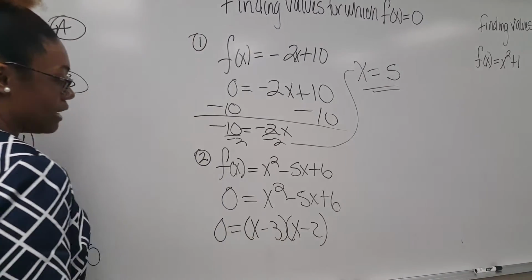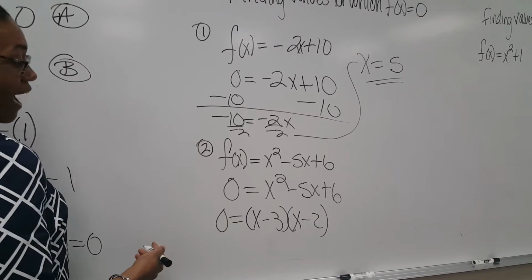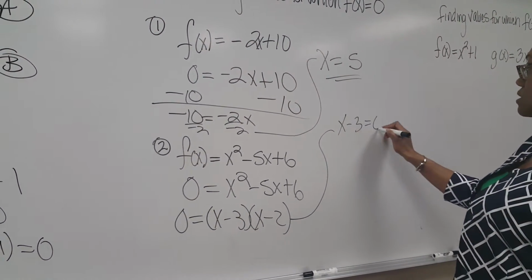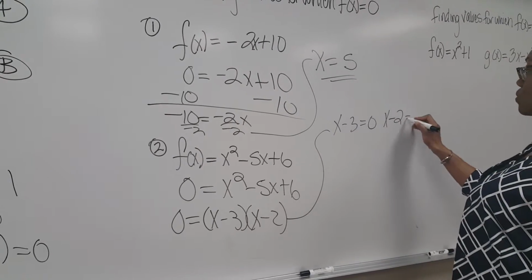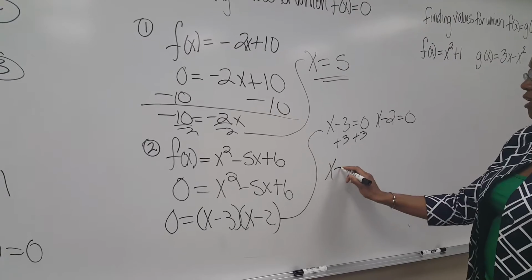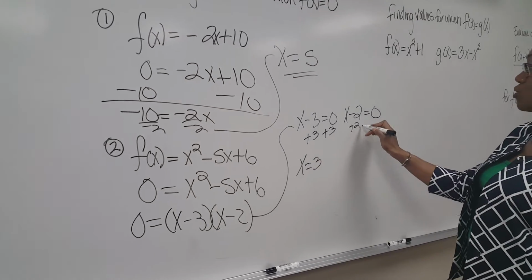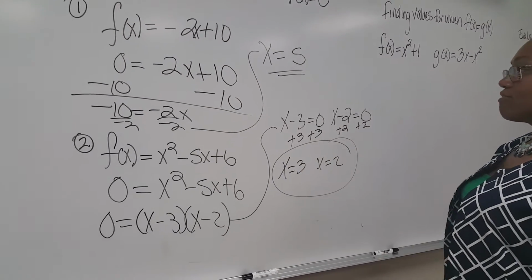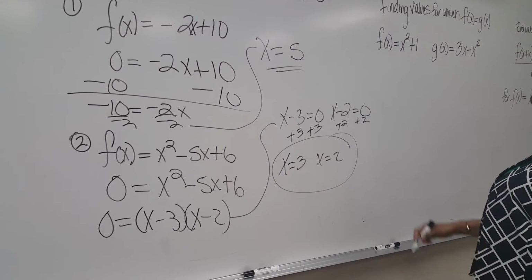minus 2, right? And then I set both of those factors equal to 0. So that would be x minus 3 equals 0 and x minus 2 equals 0. So I add a 3 to both sides and x would equal 3. And I add a 2 to both sides and x would equal 2. So now I have two of my solutions.